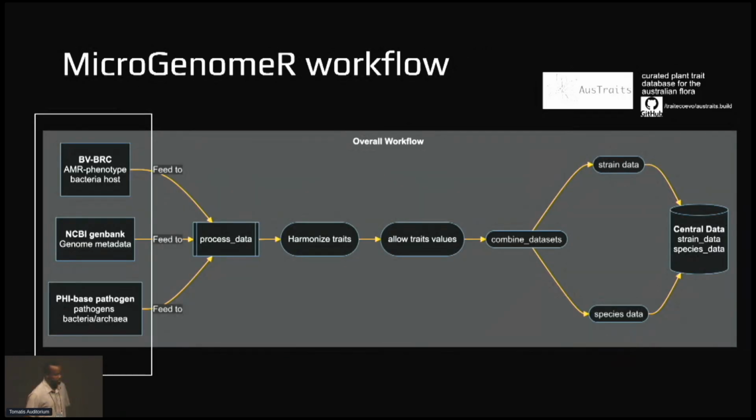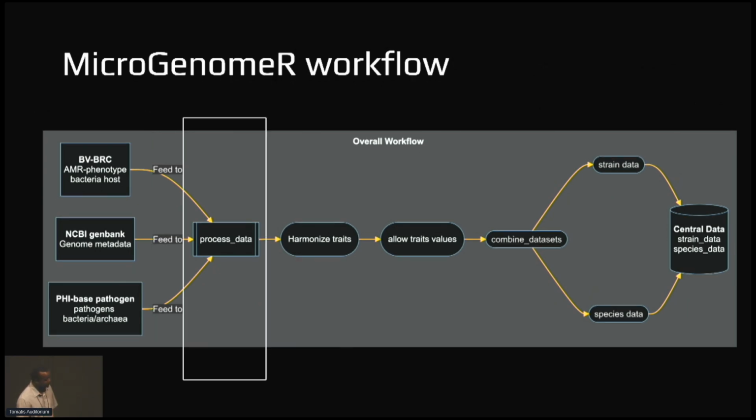So how do we do this? We repurpose a really nice workflow established by Osrate, a curated plant data set that enables you to harmonize a lot of data sets together. We start with a bunch of data sets, then we process them in two formats: harmonize them and also allow traits.